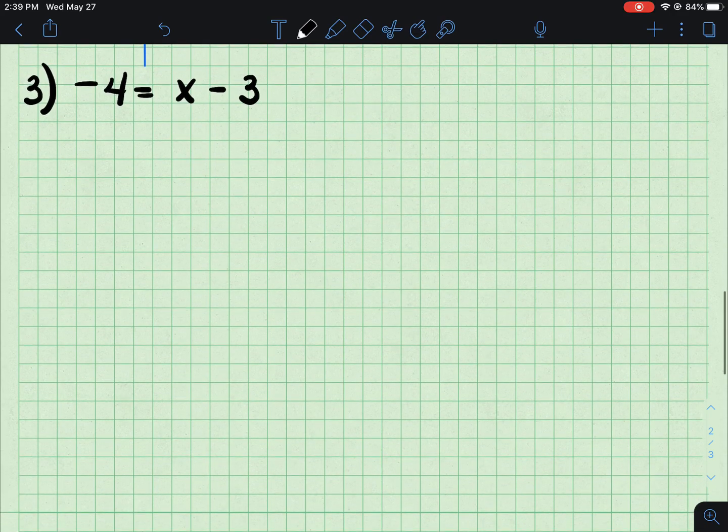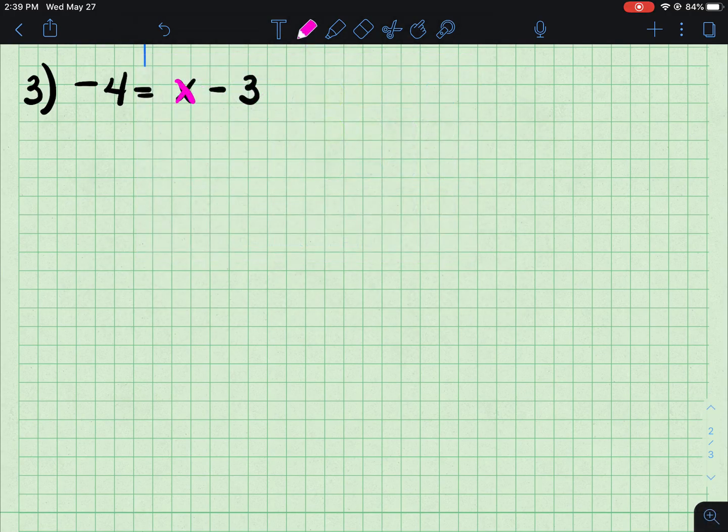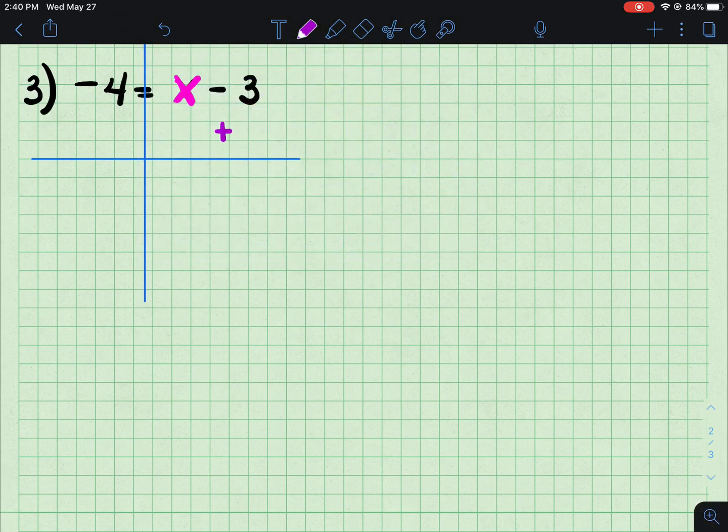So the first question I asked myself: what wants to be alone? In this case, x is the only letter, so x is the variable that wants to be alone. Oh, you know what I forgot to draw? I forgot to draw my 2 sides. I like to have my 2 sides very obvious to me, okay? So what is crowding my variable, and what's the operation? In this case, it's a minus 3. So we're going to have to add 3, and don't forget, we have to do it to both sides.